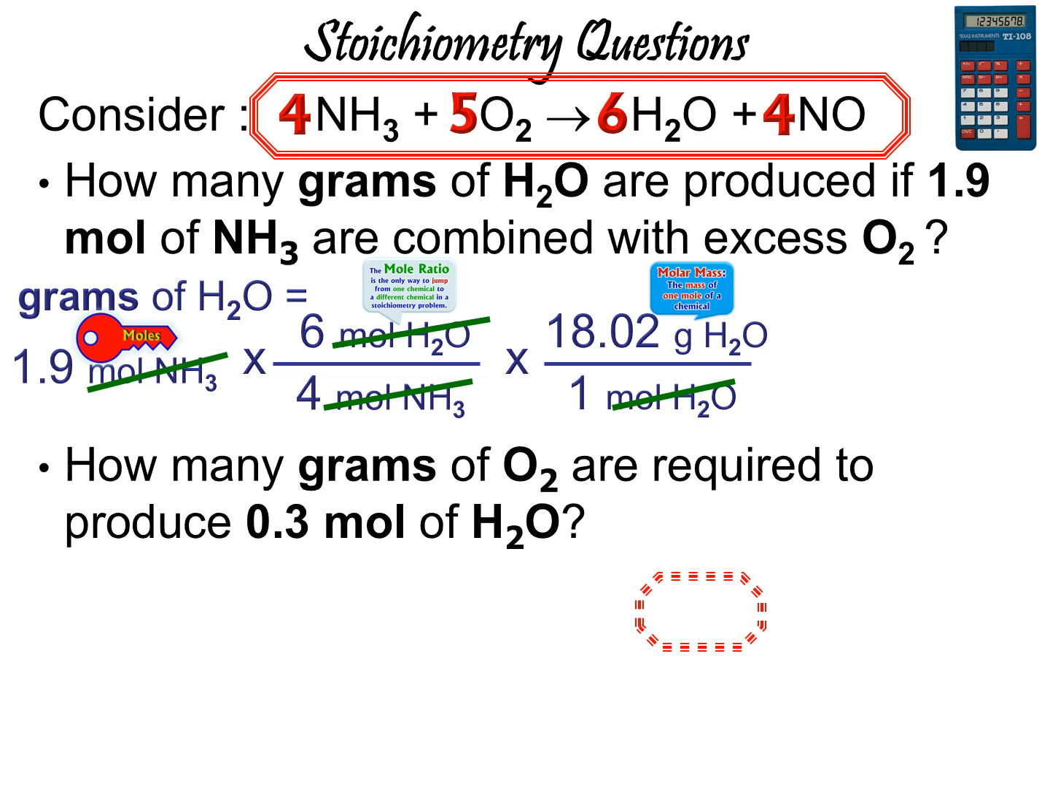So I take 1.9 times 6 divided by 4 times 18.02, and I could divide by 1. Doesn't change anything. Might as well divide by 1. Equals 51.4 grams of water.